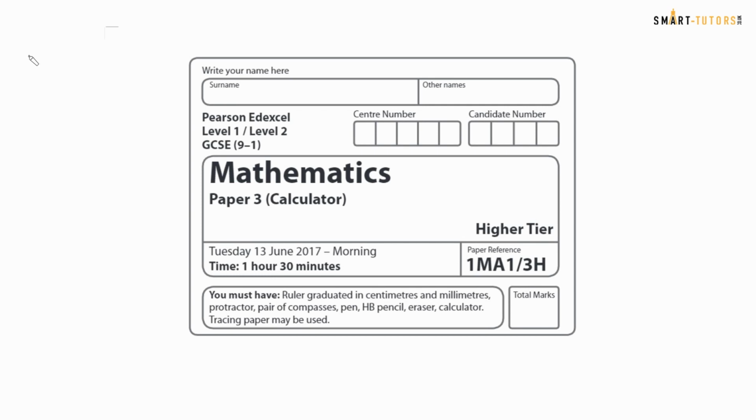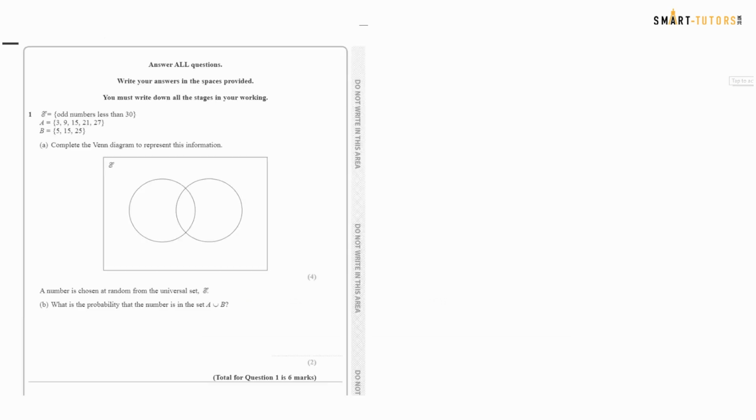Hello everyone. Today we are going to look at the 2017 paper 3, calculator, higher calculator paper 3. Let's go to the first question.